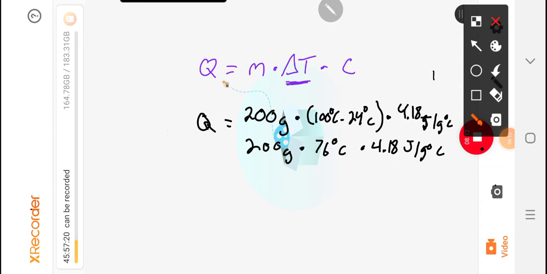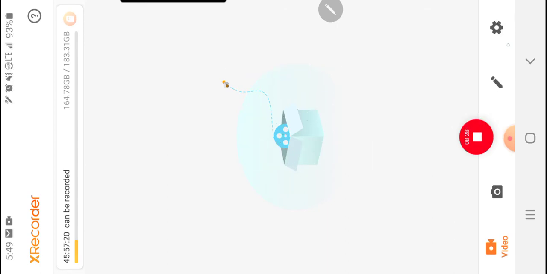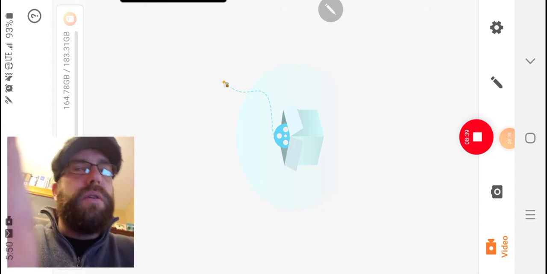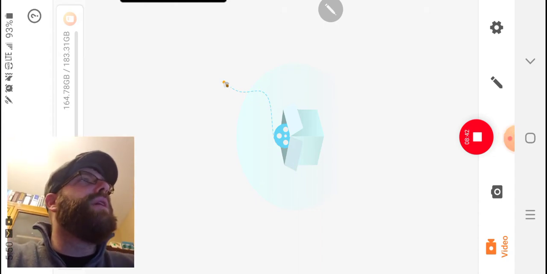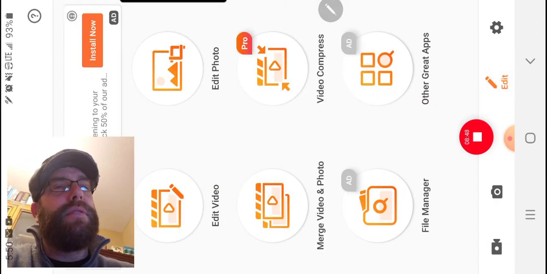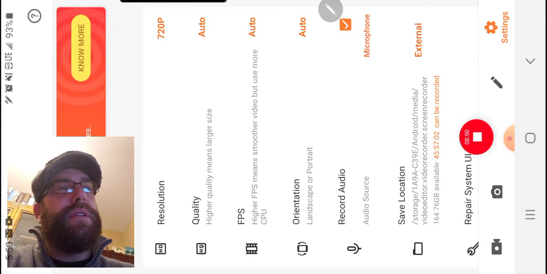And so I got a calculator opened up here. So 200 grams times 76 times 4.18 joules is what we're looking for. There we go. So that comes out to equal 63,536.